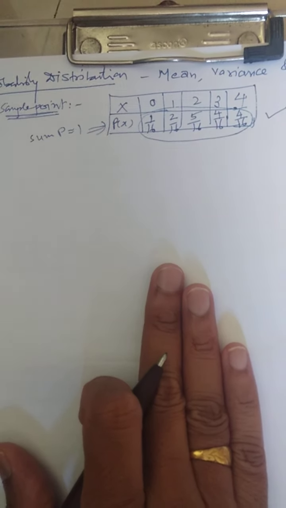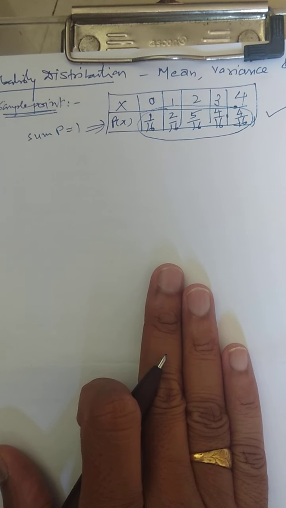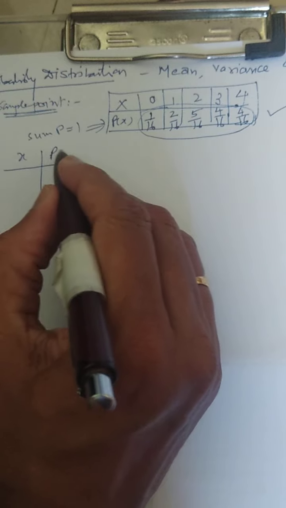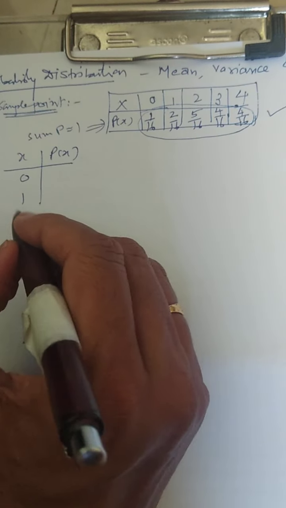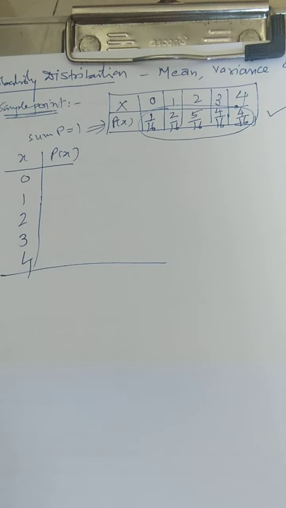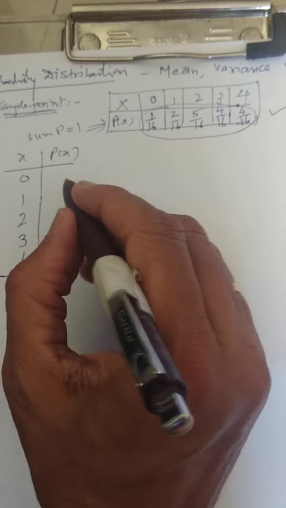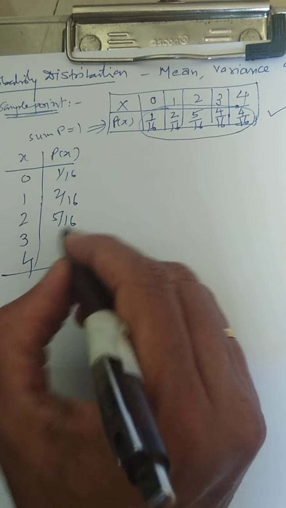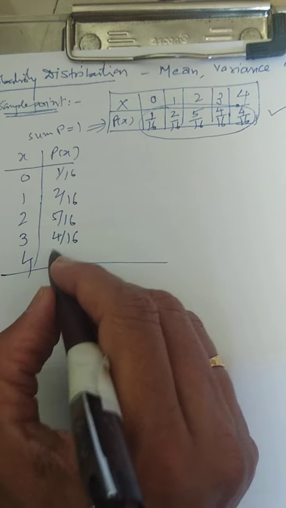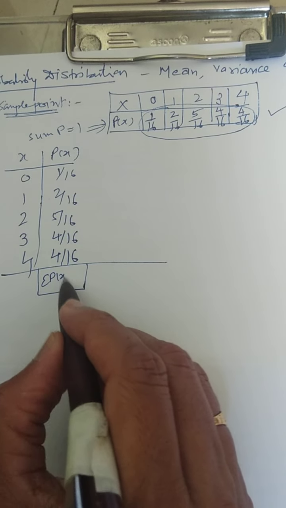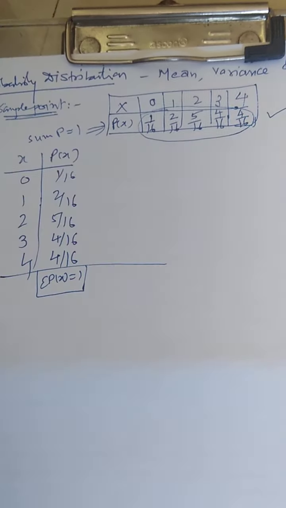Now going ahead, I am going to share how to find out mean and variance. Whenever this table is ready, you should write the table like this: x, and over here it is px, then the next values 0, 1, 2, 3, 4. These are nothing but the sample points. Now p of x is nothing but 1 by 16, over here it is 2 by 16, this is 5 by 16, this is 4 by 16, this is again 4 by 16, it is given. So one thing is clear, the summation of px you should get 1, then only the things will be correct.